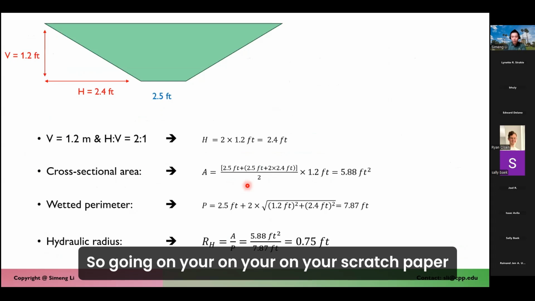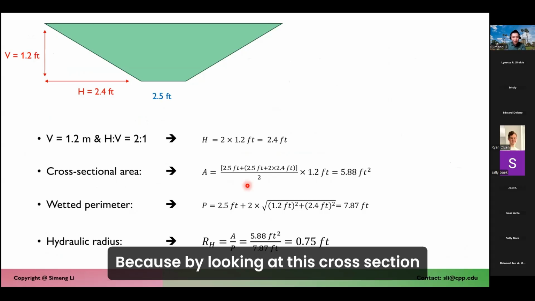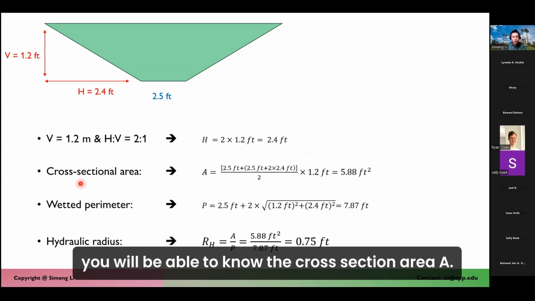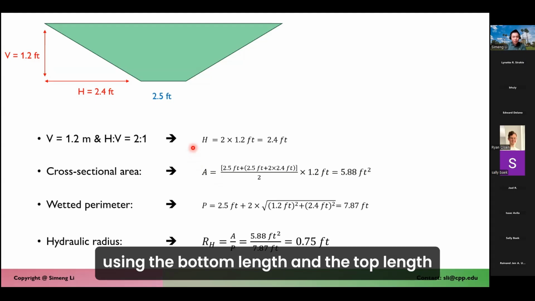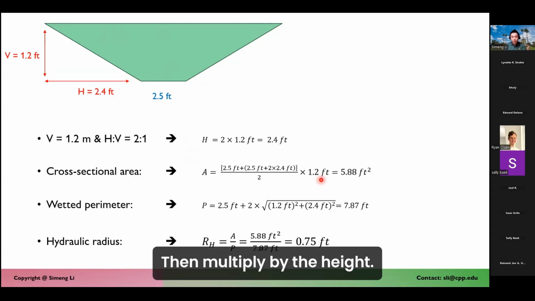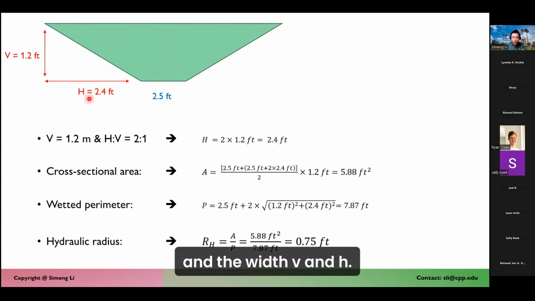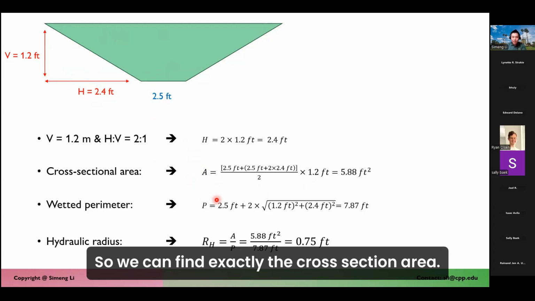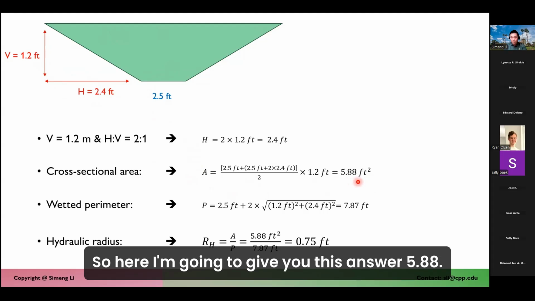So on your scratch paper, you're going to draw this channel cross section, because by looking at this cross section, you will be able to know the cross-section area A. So it's a trapezoidal cross section. We can calculate the cross-section area using the bottom length and the top length divided by 2, then multiplied by the height. We are given the height, and we know the ratio of the vertical and horizontal, V and H. So we can find exactly the cross-section area. So here I'm going to give you this answer, 5.88.